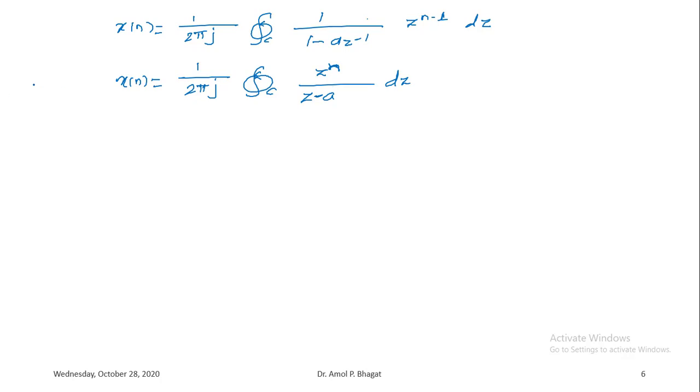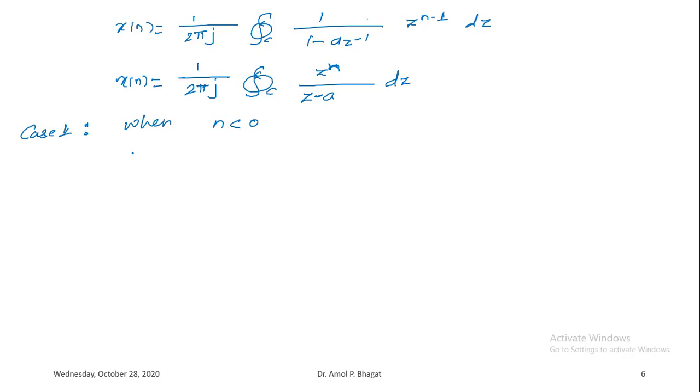So here we'll be considering two cases. In case 1 we will be considering n negative, and in case 2 we'll be considering n as a positive value, right? So case 1, when n is less than 0, that means n is negative, right?